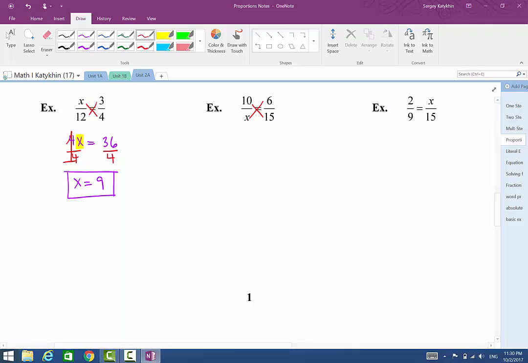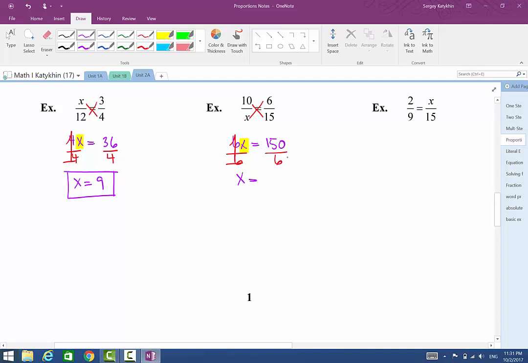So now, during the next example, we're going to do the same thing. We're going to take 6 times x, which is 6x, is equal to, well, 10 times 15 is actually 150. So again, solving for x, we need to get x by itself. Since they're multiplying, we're going to divide by 6 on both sides. 6 divided by 6 is positive 1, which gives us x is equal to.